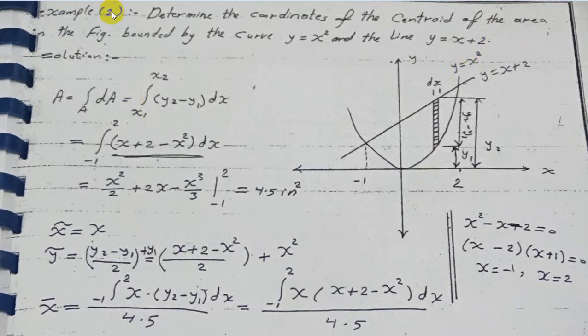As you can see in front of you, the example stipulates the following statement: determine the coordinates of the centroid of the area shown in the figure, bounded by the quadratic curve y equals x squared, as well as the straight line segment y equals x plus 2, a polynomial of the unitary power form.